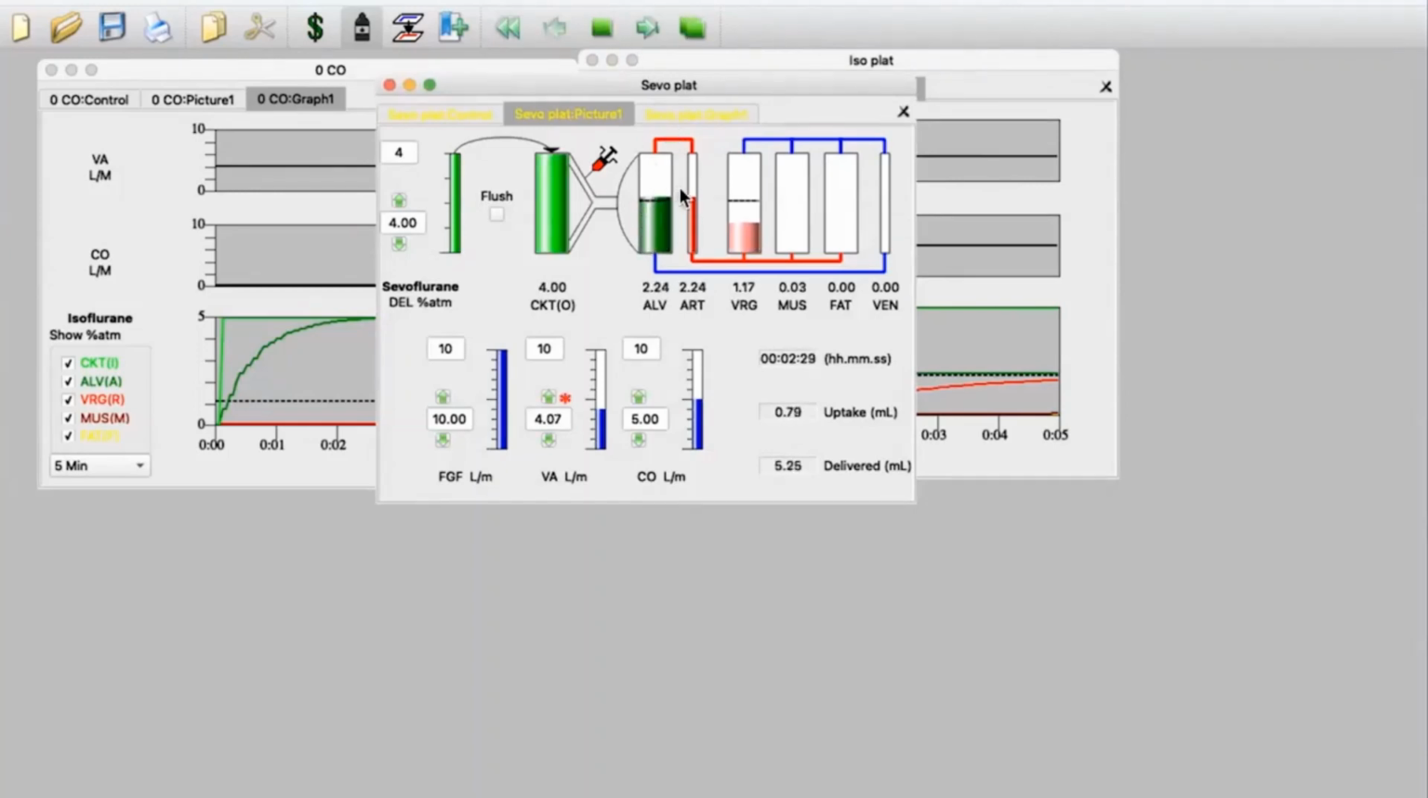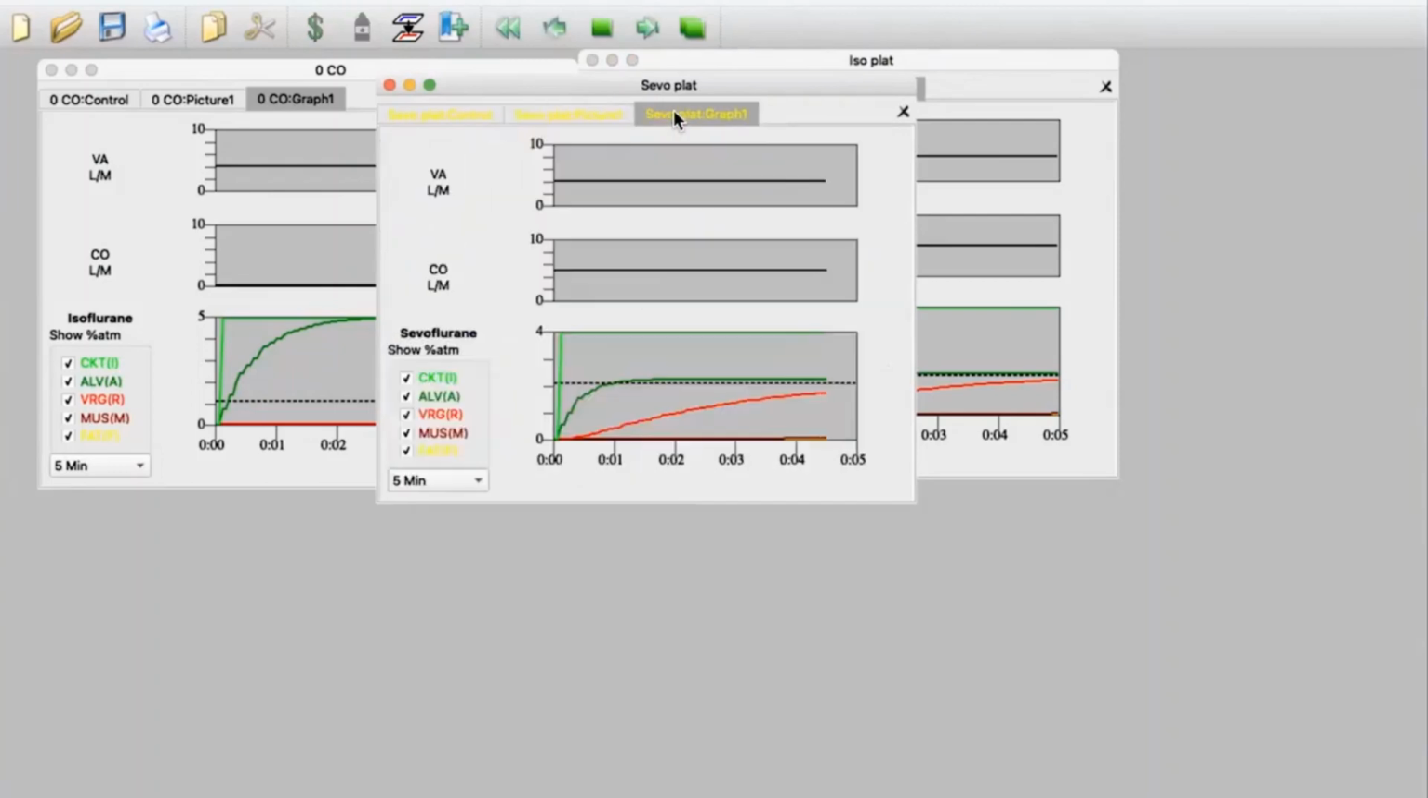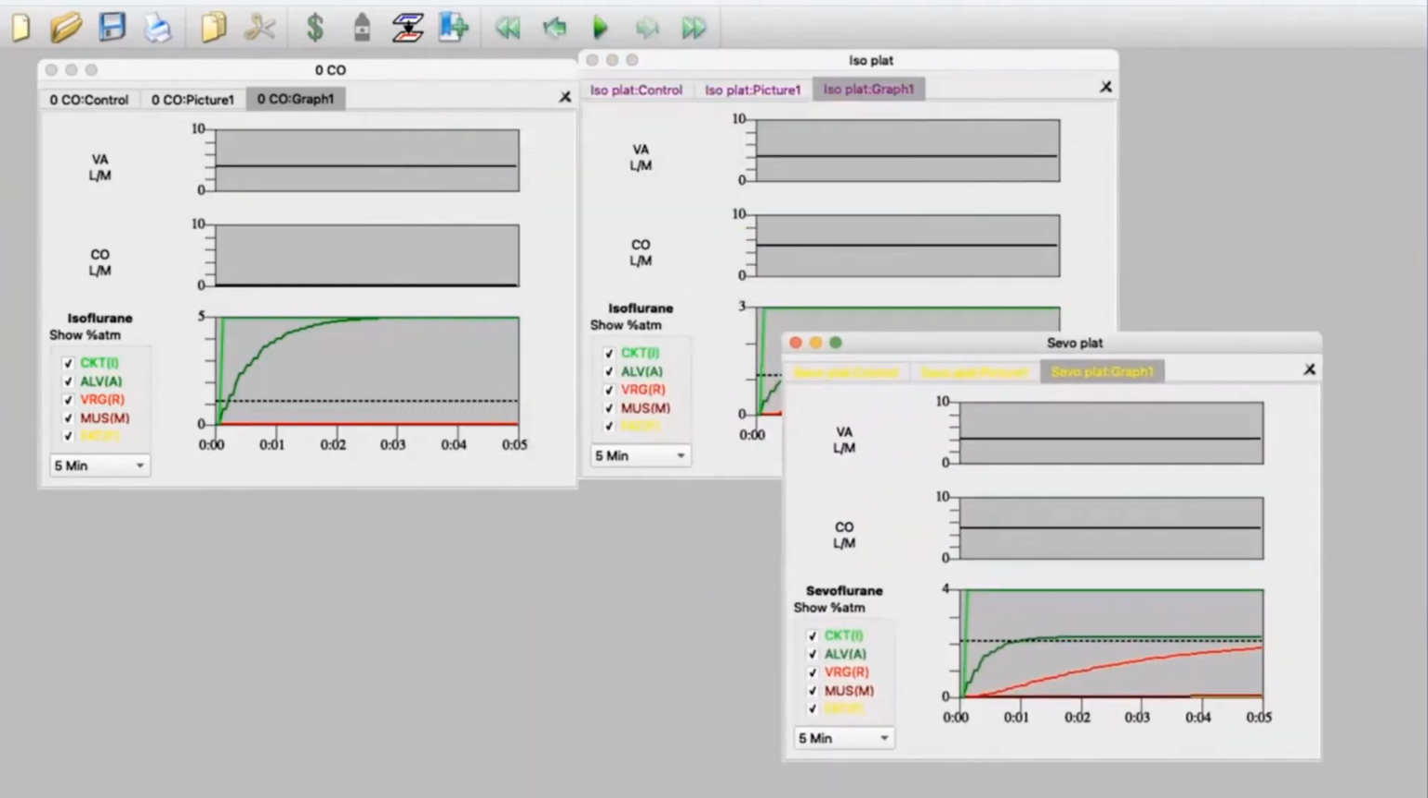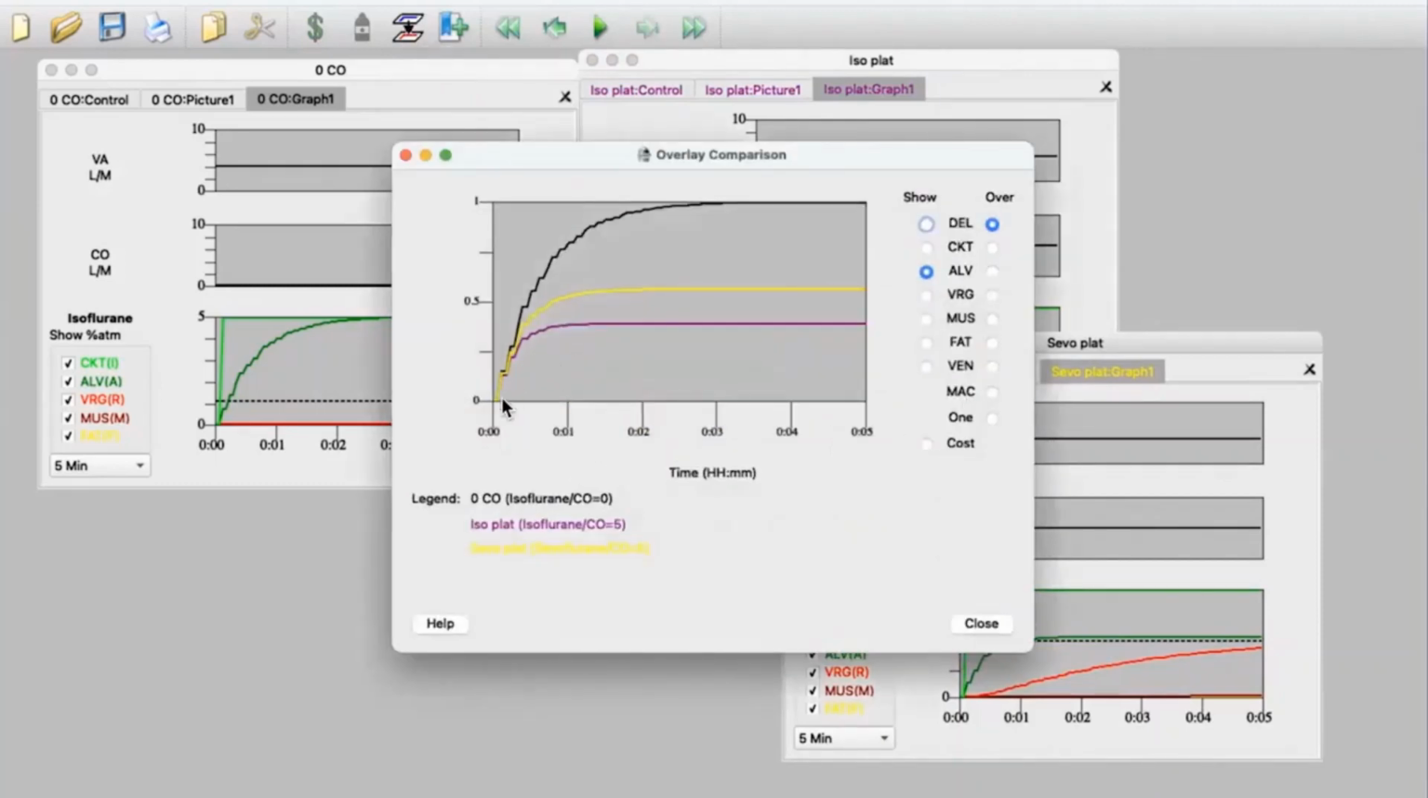Rising rapidly and now rising more slowly. The graph looks like this, and it's a very similar graph to the other one. What we'll do now is an overlay of these graphs that we've done so far. This is the overlay symbol. And we now see this was lung wash-in in the absence of uptake by any drug.